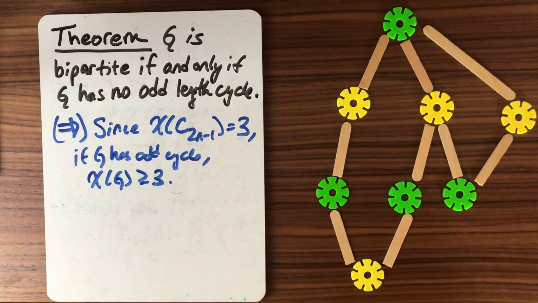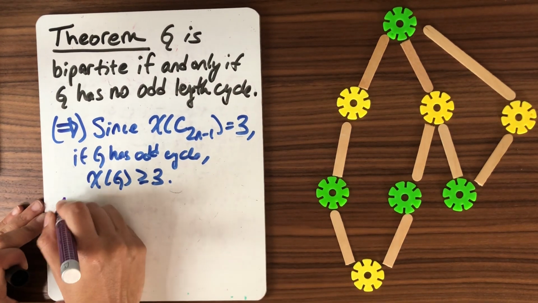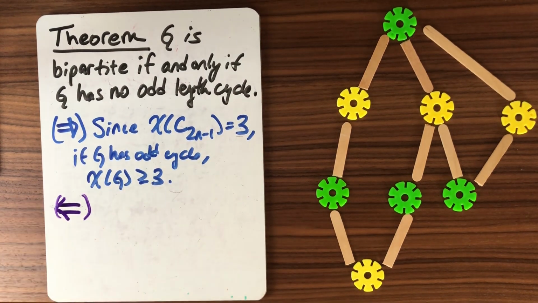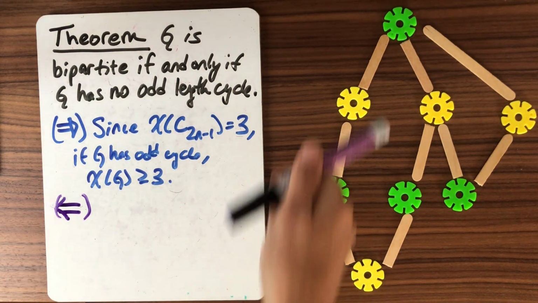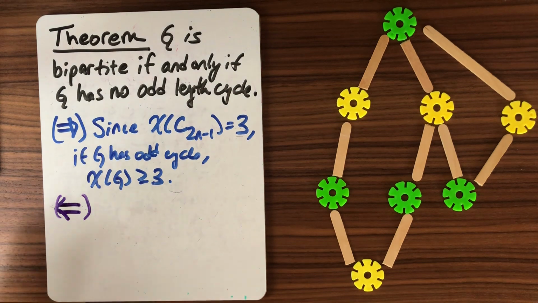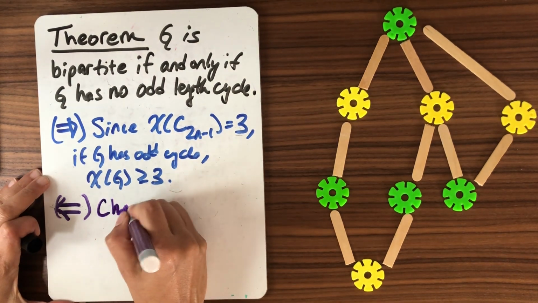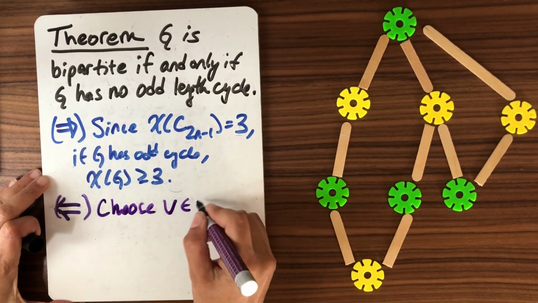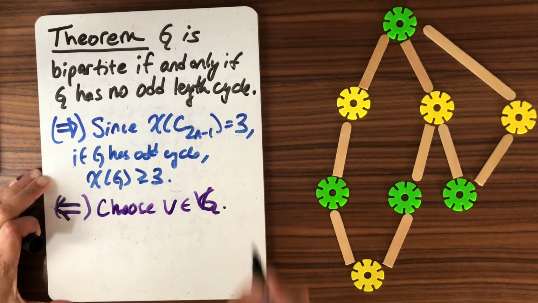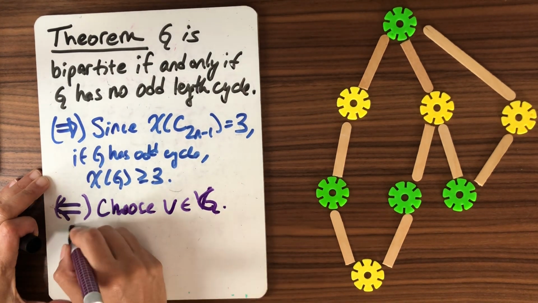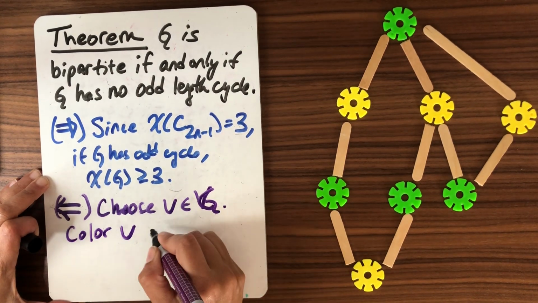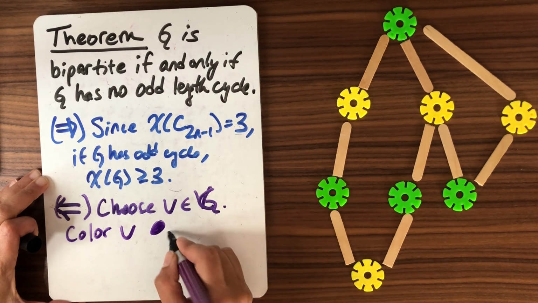The other direction is, let's assume that G has no odd cycle. And let's prove that we can 2-color it. And let's do it constructively. Let's just take our graph and color it. And let's do it in the same way that we've done it here. So what I want to do is I want to choose any vertex at all. So any vertex in the vertex set of my graph, okay? And we want to color V purple, okay?